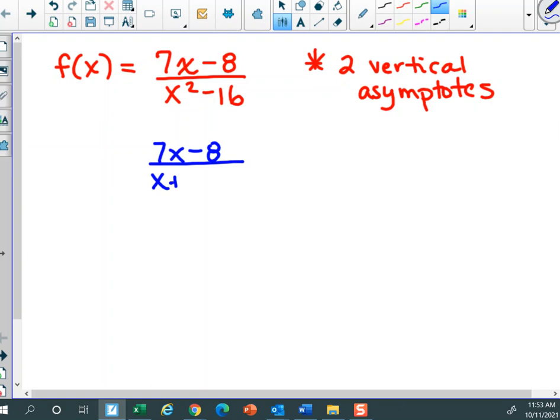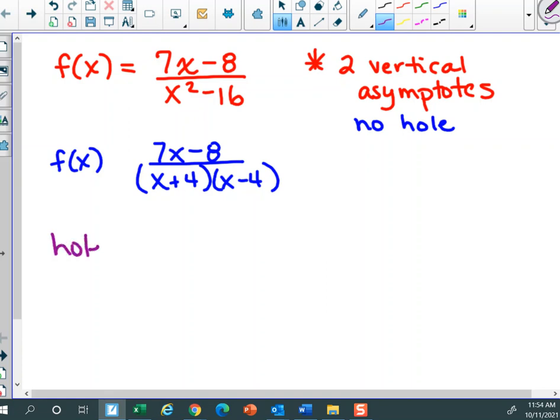When I factor the denominator, I don't have anything with a hole. That's usually what we're going to see. The problems that we do with two vertical asymptotes most likely are not going to have a hole. Okay. And so we won't get that matching factor to cancel from the numerator or the denominator. So hole, none. Vertical asymptotes, x equals 4, x equals -4.